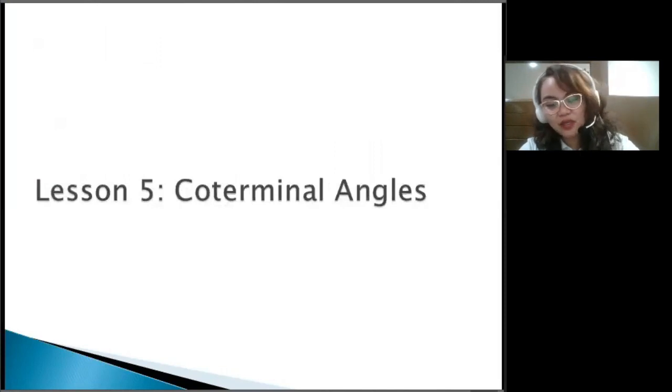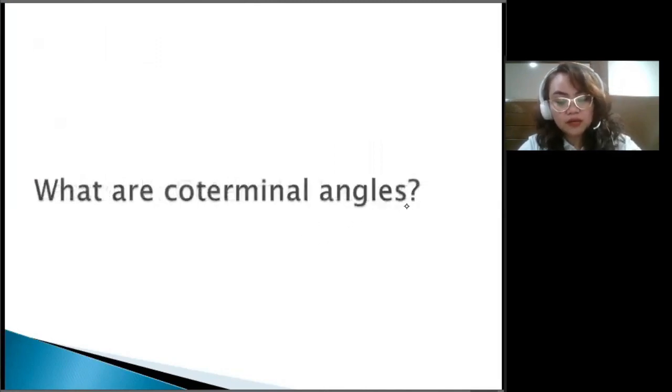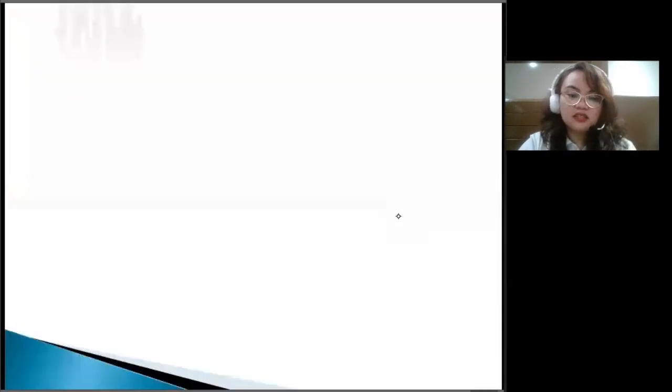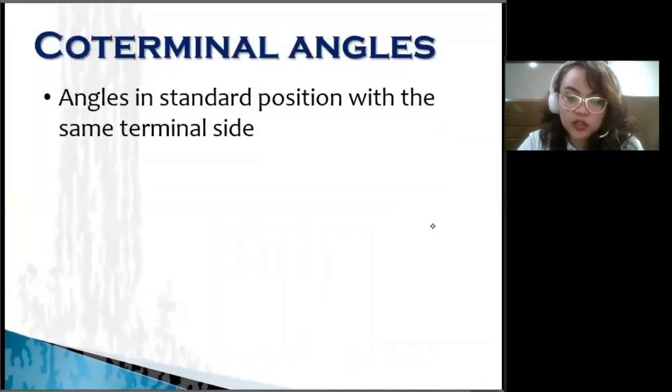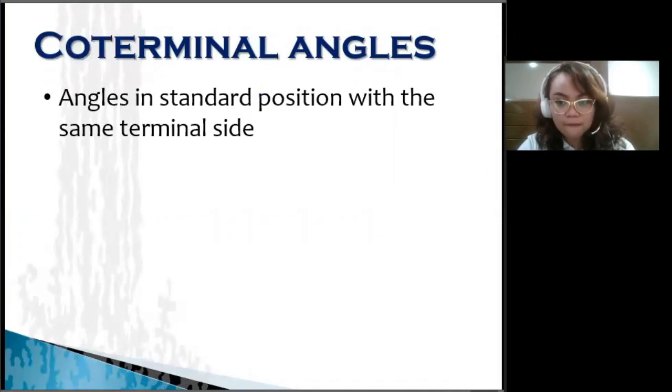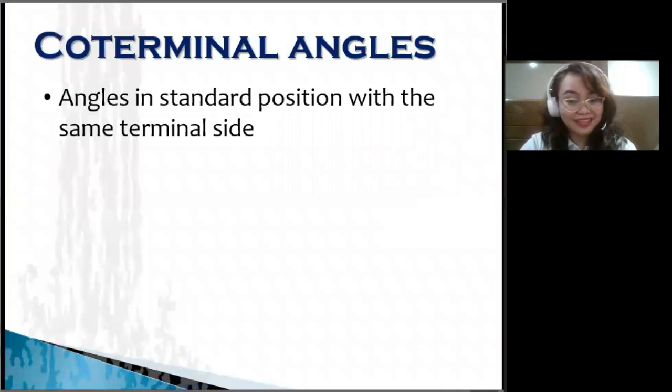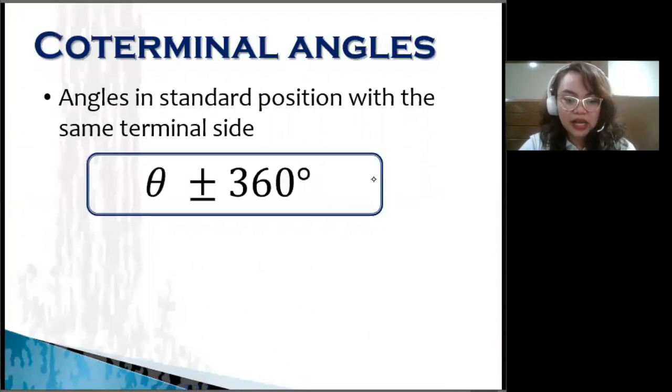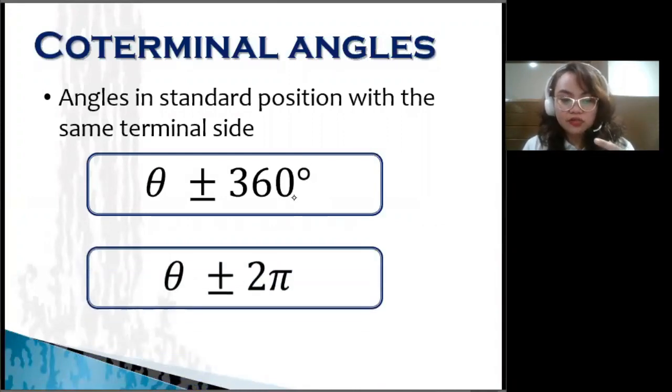Lesson 5. Coterminal angles. You again need your calculators with you here. When we talk about coterminal angles, these are angles with the same terminal side. These are angles in standard position with the same terminal side. And we are able to solve these by adding and subtracting 360 degrees if it is in degree, and then adding or subtracting 2 pi if it is in radian.